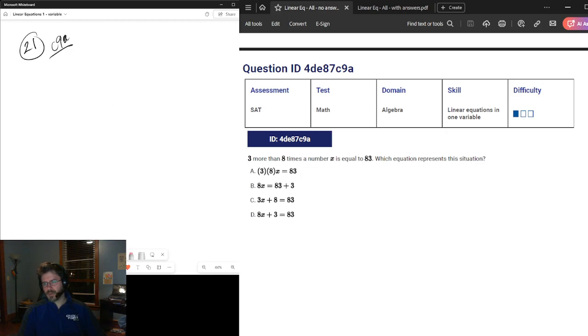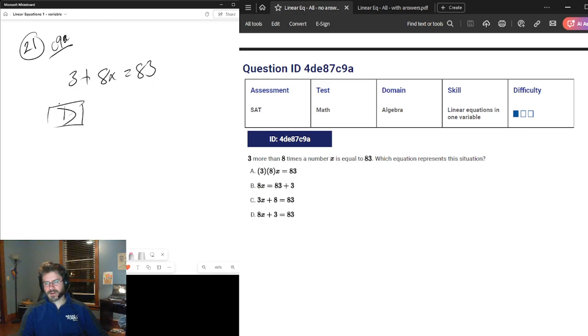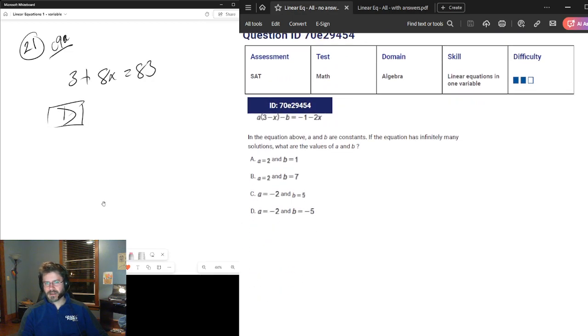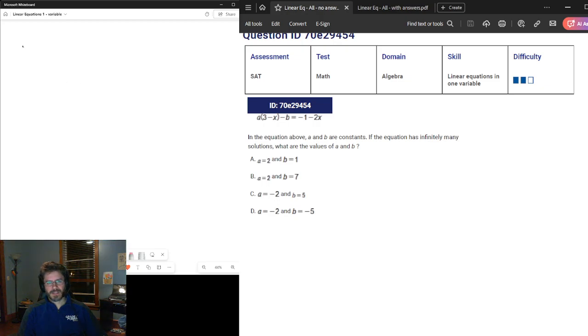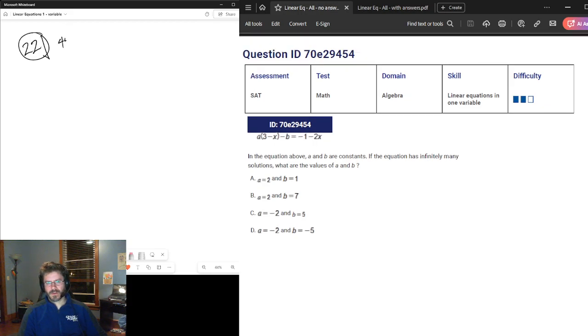All right, 3 more than means 3 plus. 8 times a number, 8x, is equal to 83. Boom, done. So 3 plus 8x equals 83. That's D. Just converting the language into an expression. You get real weird, hard ones, and then you get real easy ones. It's interesting. All right, we got code 454.